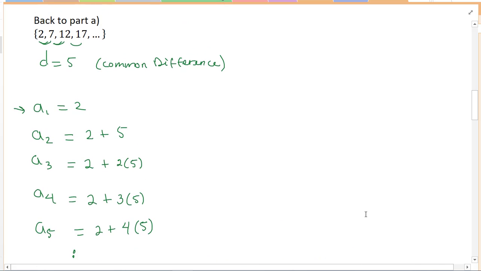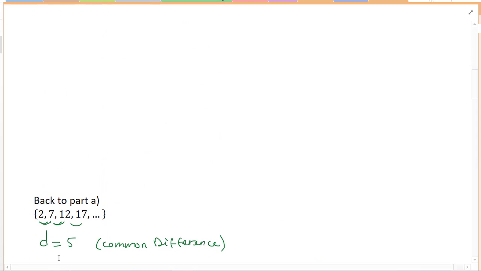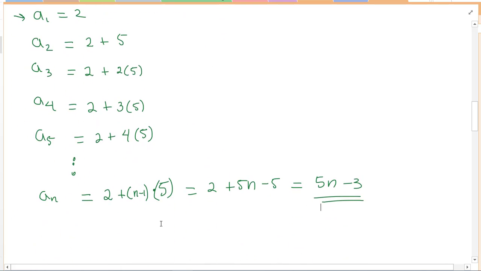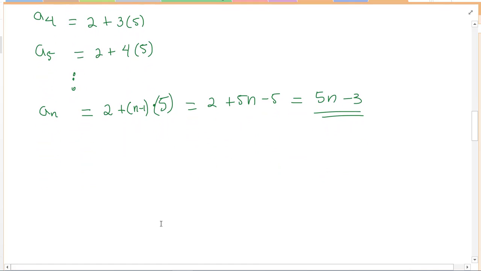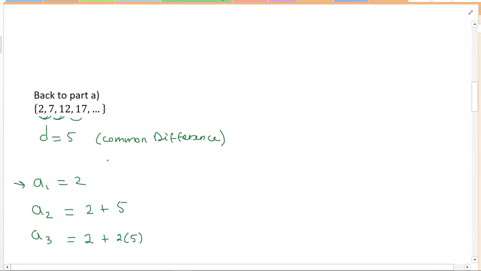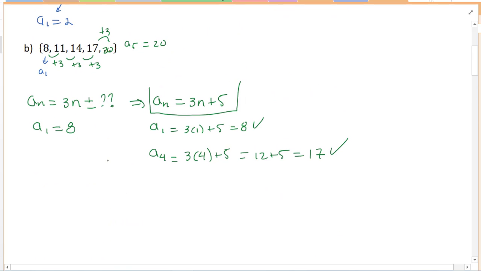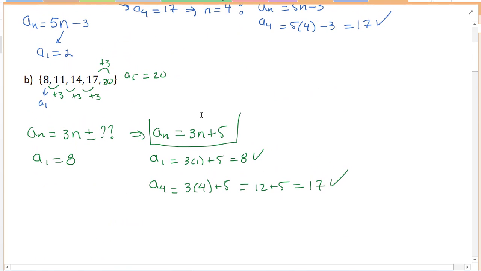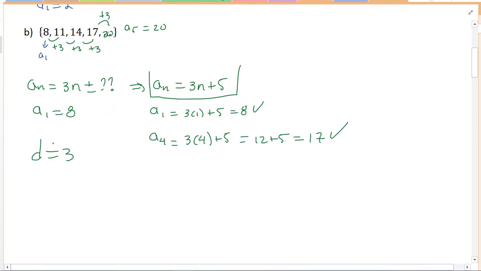So a quicker way of doing it is noticing that the common difference is the coefficient of your n. And so in general, we can devise the formula. So let me go back to part B. So will I get the same thing? So notice we know A1 is 8, and the common difference here is 3. So will we get the same thing?